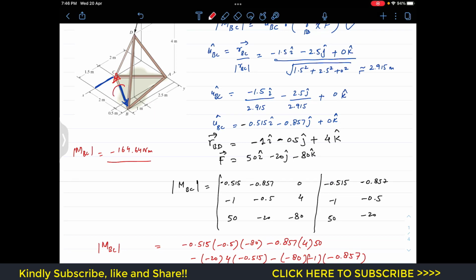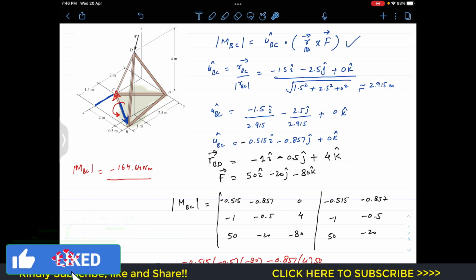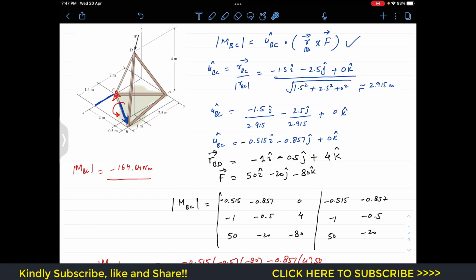So the moment produced by the force F about the BC line is like this. Now if we curl our right hand fingers in this direction, the thumb will point out in the opposite direction of that BC line. So the negative sign tells us that the moment produced by that force F about that BC line is in the opposite direction of the unit vector that we have used. We used the unit vector from B to C, and we got the minus sign with the moment. So the moment about B to C is from C to B, and that moment has a magnitude of 164.64 Newton meter.